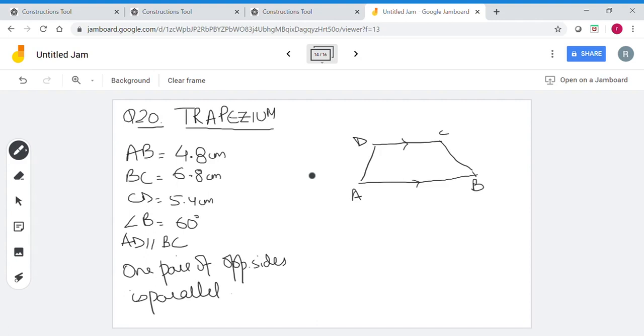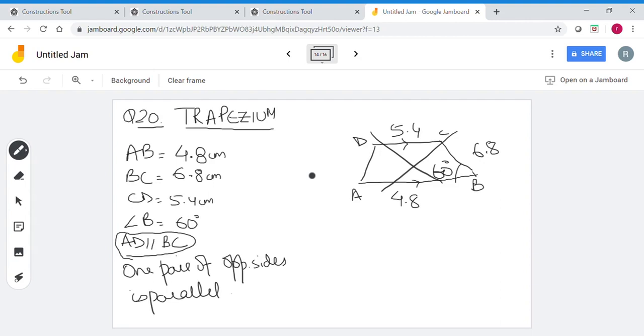So let's look at this question. AB is given as 4.8, BC is equal to 6.8, CD is equal to 5.4, angle B is 60 degree, and AD is parallel to BC. Oh, so then this is a wrong diagram, because AD is parallel to BC. In this diagram I have taken AB parallel to CD. So let me just cancel this. This is a wrong rough diagram.